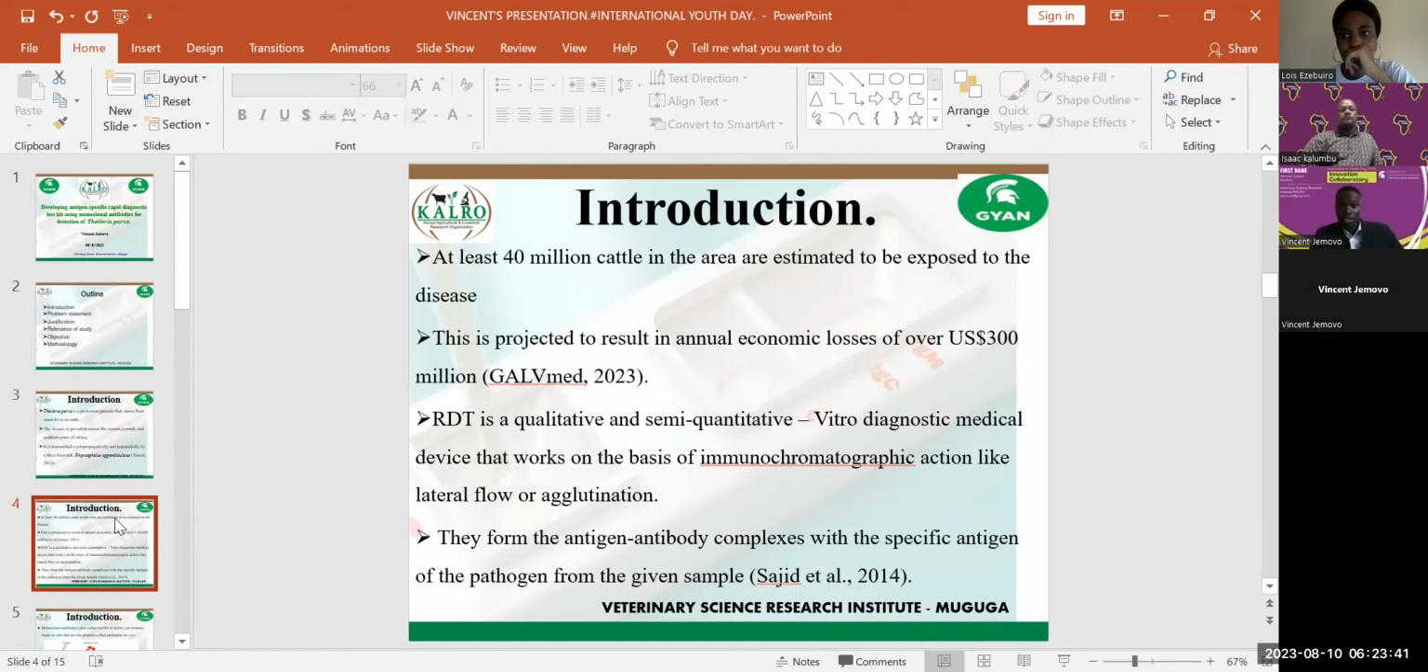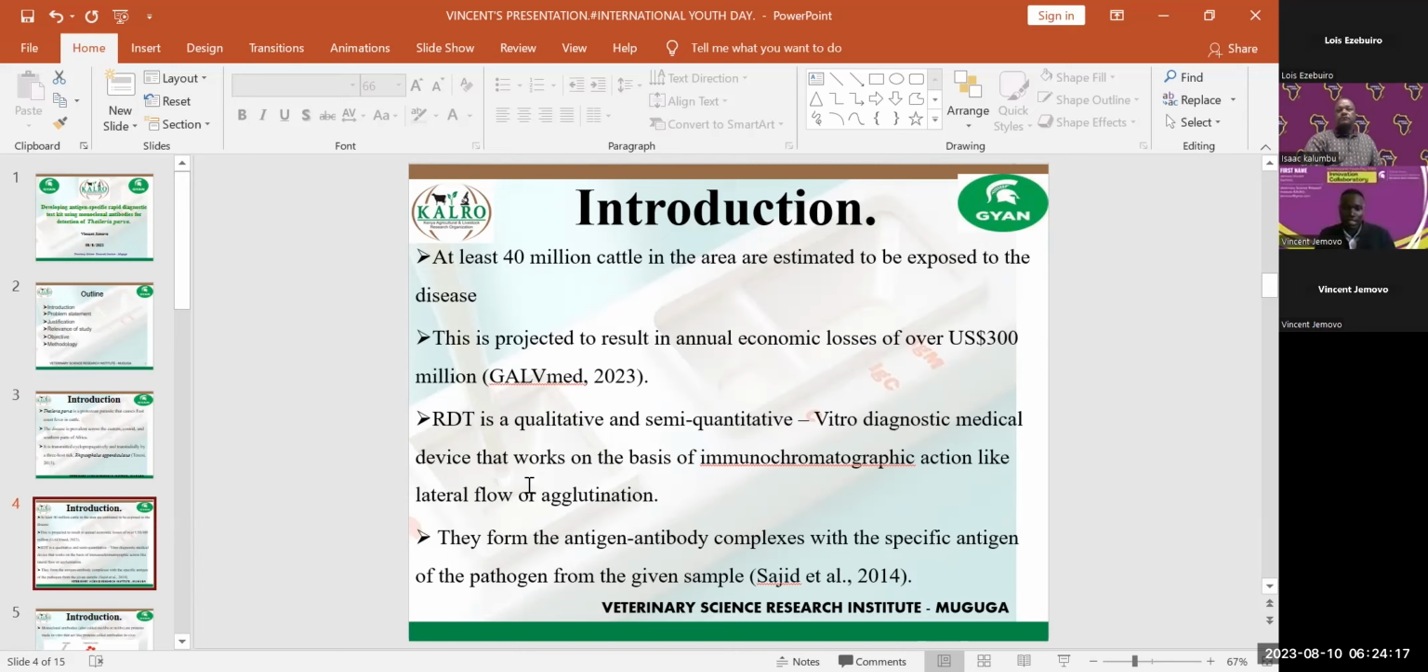At least 40 million cattle in the area are estimated to be exposed to the disease. Actually, this is the most fatal disease among cattle in this region. This is projected to result in annual economic loss of over $300 million. You can see how deleterious the disease is and how it is affecting those people living in that region. So I had the idea of coming up with the RDT that can detect this disease.